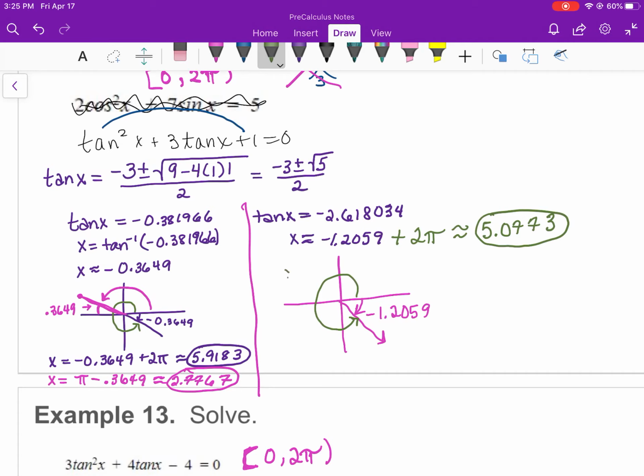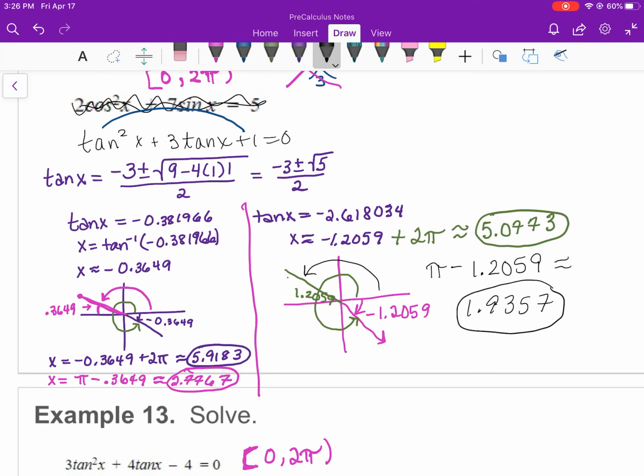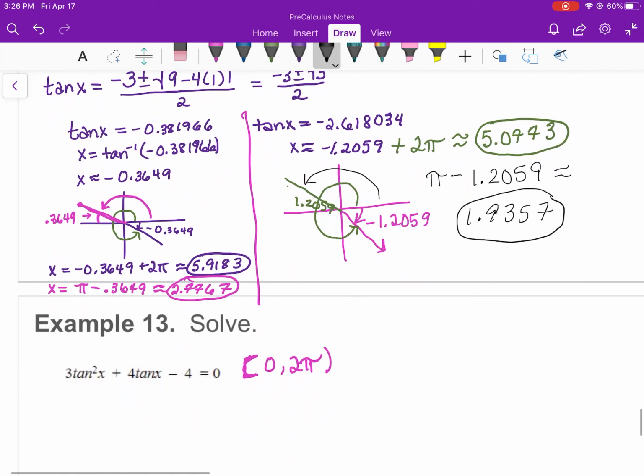So what I'm going to do next is this angle is the same. It's 1.2059. And I need to come around this way. So I'm going to take pi minus that. All right, 1.9357. There's your 4 answers. I'm going to pause this video and we're going to do a second example like that here with example 13. So hang tight. We'll come back and do another one.